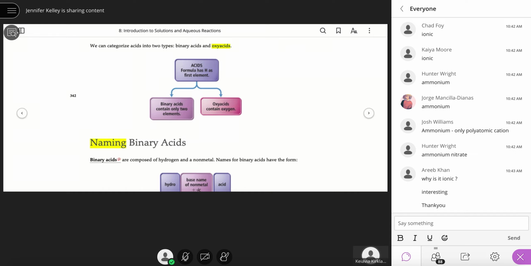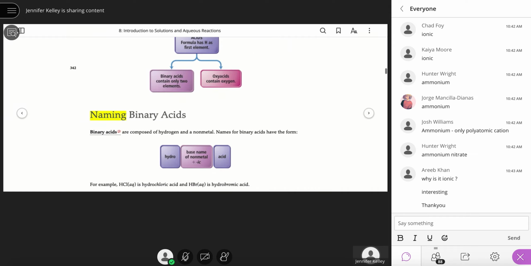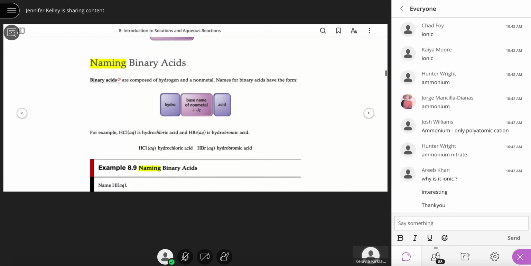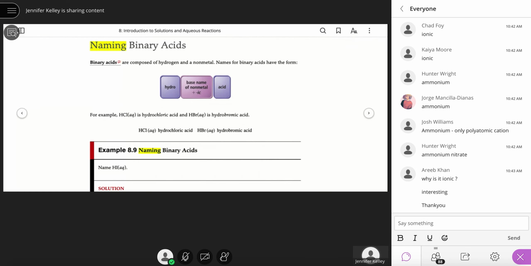And then you're going to ask yourself a question. Is it made up of only two elements, or are there more than two elements? If it's only two elements, that's a binary acid. They give you the example here of HCl. So it's hydrogen and chlorine. That's a binary acid. And HBr, that's hydrogen and bromine. So that's a binary acid.